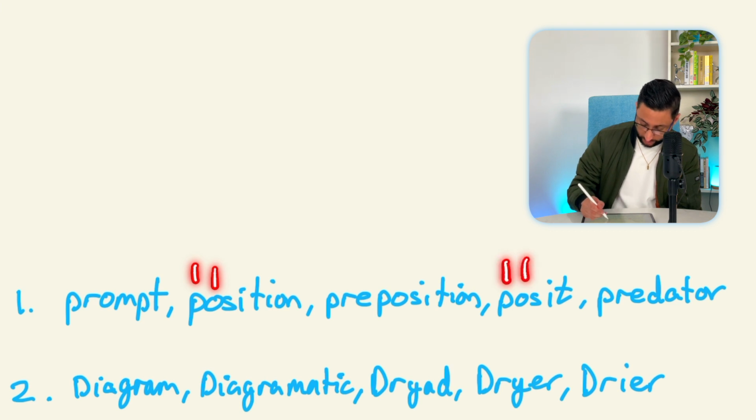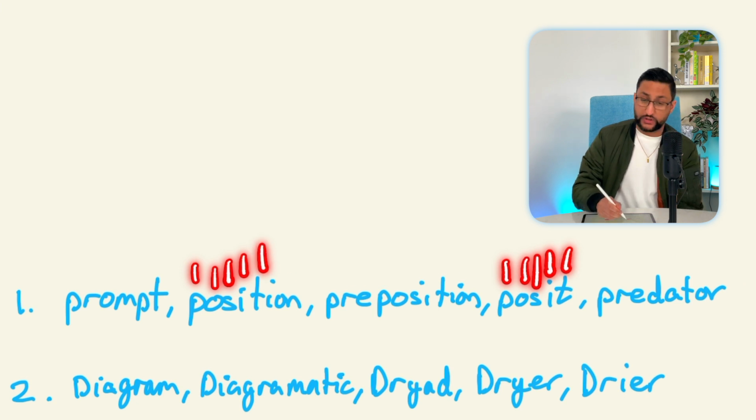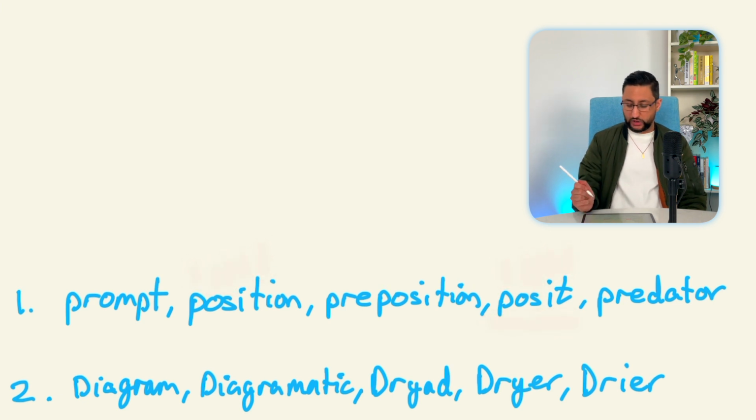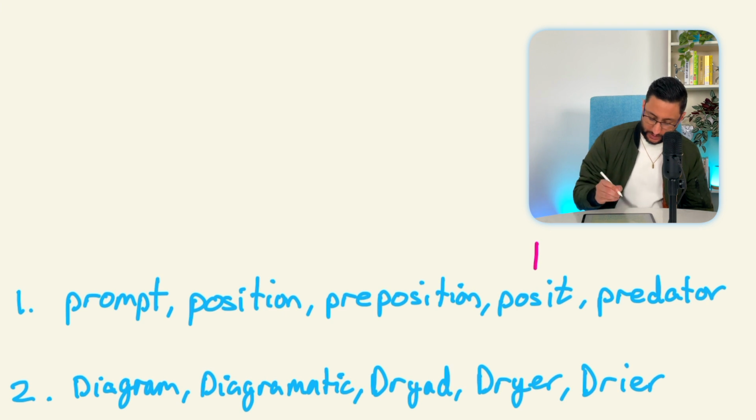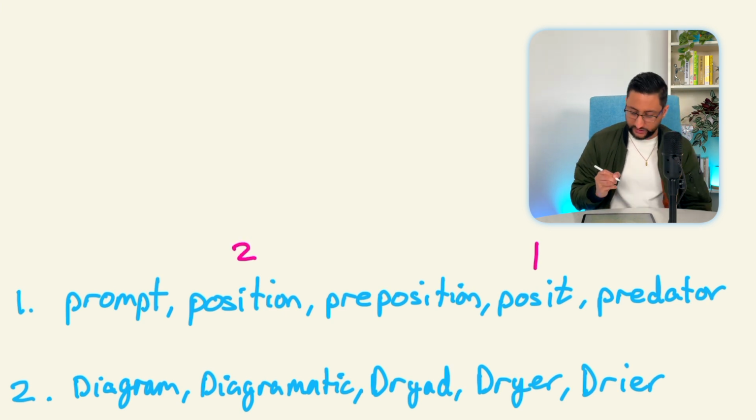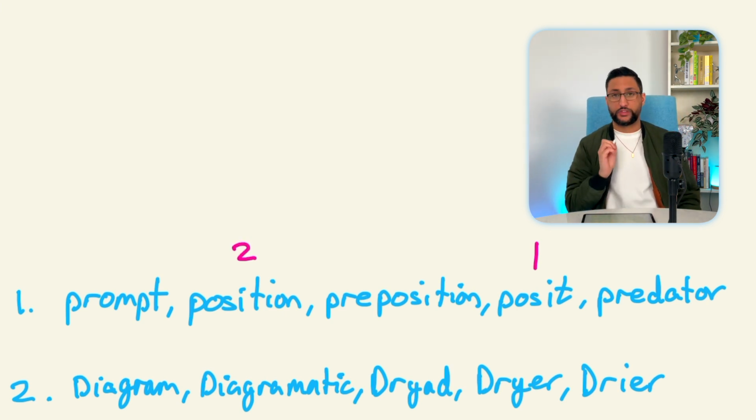P-O, P-O. That's the same so far. Letter 3 is S, that's also the same. Letter 4 is I, which is also the same. And letter 5 is T, which is also the same. However, in posit, we've run out of letters, so alphabetically that's going to come first. And position, because there are more letters that continue afterwards, that's second.